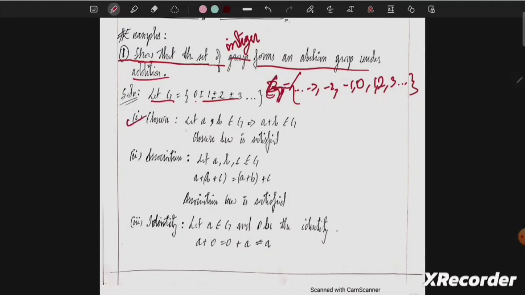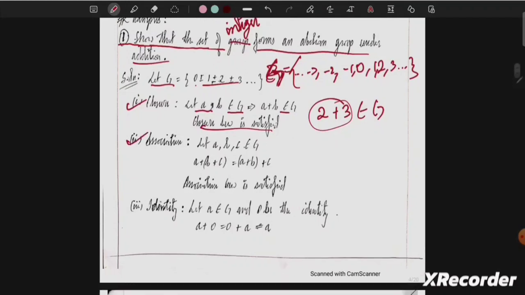The first one is the closure property. Let A, B belong to G; then A plus B belongs to G. Say let's take 2 plus 3. The end product will obviously give an integer, so it satisfies the closure property. The next one is the associative property. Let A, B, C belong to G. Say let's just take (4 plus 5) plus 6 equal to 4 plus (5 plus 6).